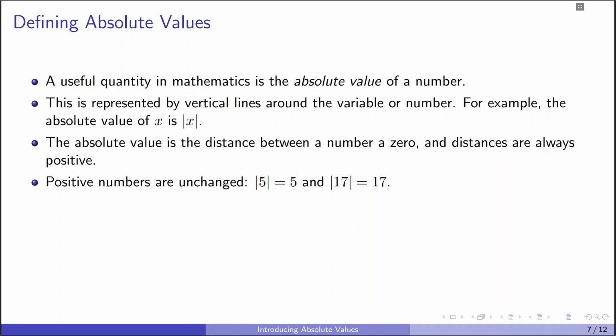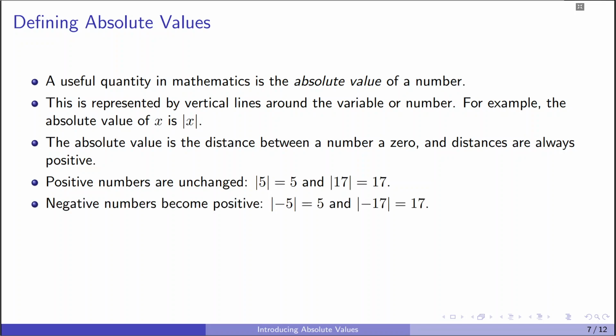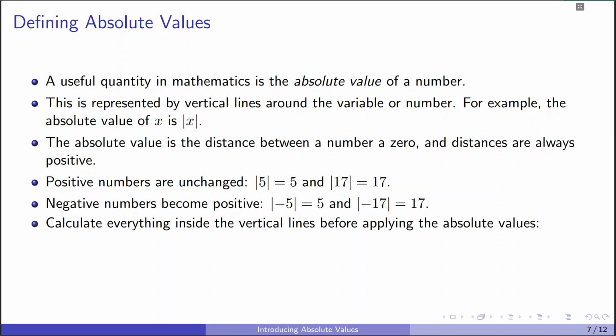So positive numbers are unchanged. The absolute value of 5 is 5 because it's 5 units away from 0. 17 is 17 units away from 0, so the absolute value of 17 is 17. Negative numbers become positive. -5 is 5 units away from 0, so the absolute value of -5 is +5. -17 is 17 units away from 0, so the absolute value of -17 is +17.